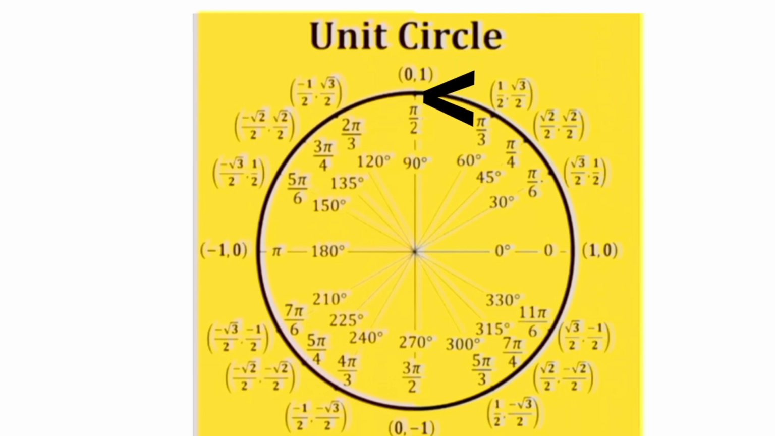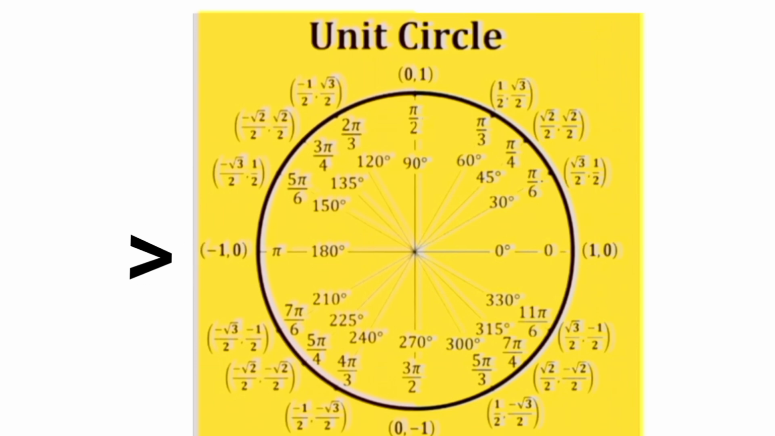In the second quadrant, for 120 degrees or 2/3 pi radian, the x-coordinate is negative 1/2 while the y-coordinate is square root of 3 over 2. For the 135 degrees or 3/4 pi, x is negative square root of 2 over 2 while y is positive square root of 2 over 2. For the 150 degrees or 5/6 pi radian, x is negative square root of 3 over 2, and y is 1/2. And for the 180 degrees or pi radian, x is negative 1 and y is 0.